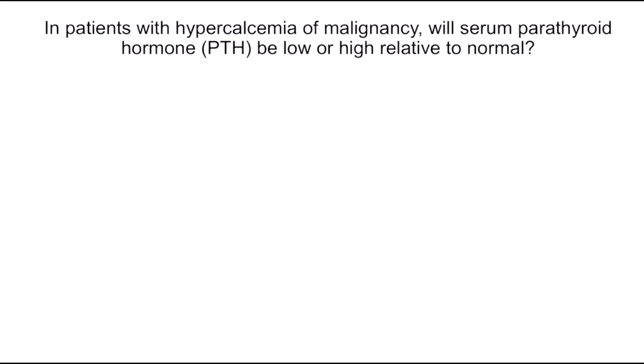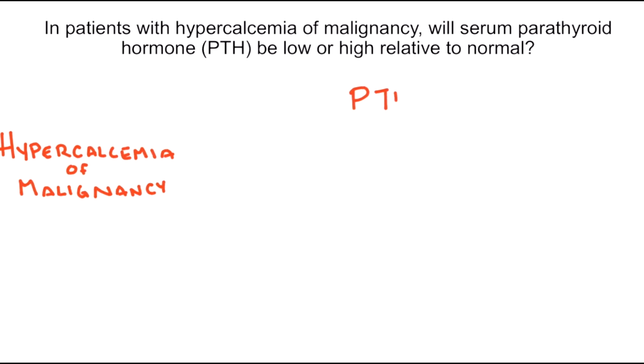Let's do a quick question. In patients with hypercalcemia of malignancy, will serum parathyroid hormone, PTH, be low or high relative to normal? So in hypercalcemia of malignancy, the serum PTH will be low due to the negative feedback exerted on the parathyroid glands by the high serum calcium.